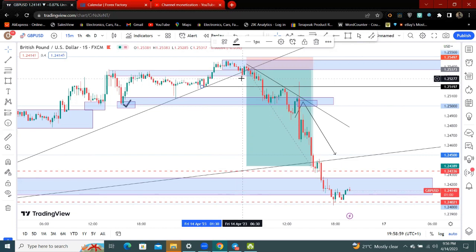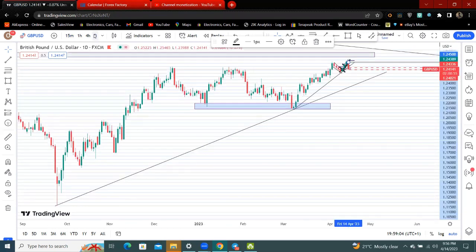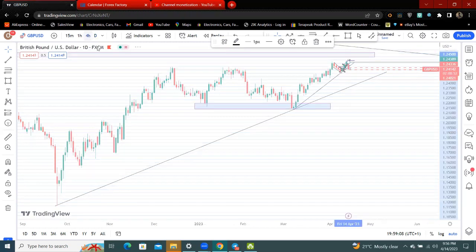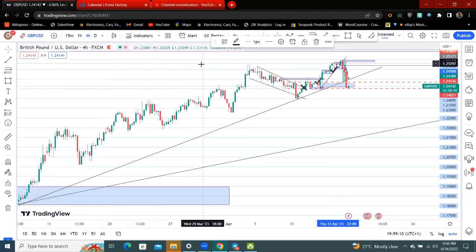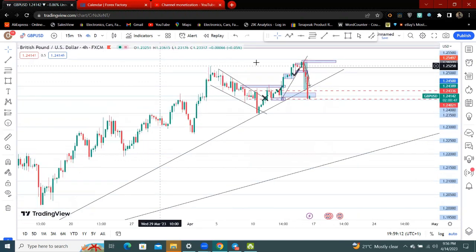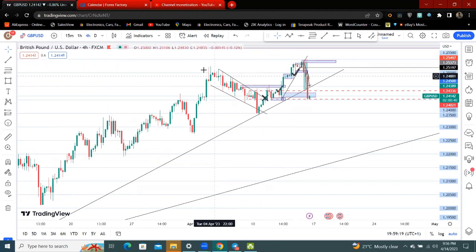So what do I do? I run to the daily time frame. Let's go to the 4-hour time frame. So I reach there and I'm like, this market is not so good. Reason being, it's in an area of reversal because it has come back to this high.